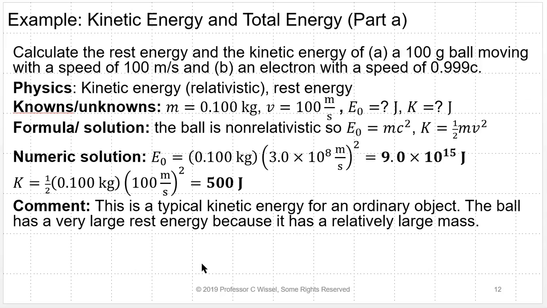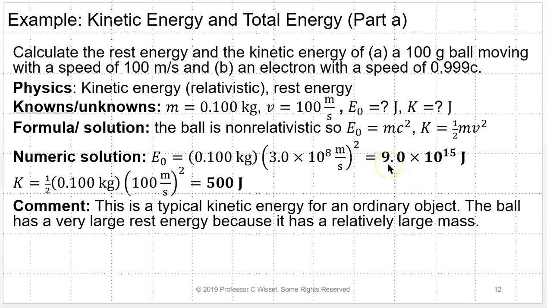The physics of this is relativistic kinetic energy and rest energy. The knowns and unknowns for the ball are mass equals 0.1 kilograms, v equals 100 meters per second. We need to know the rest energy and the kinetic energy. The ball is non-relativistic, so E naught is just mc squared, and K is 1/2 mv squared. For the numerical solution, E naught equals 0.1 kilograms times the quantity 3 times 10 to the 8th meters per second, squared.